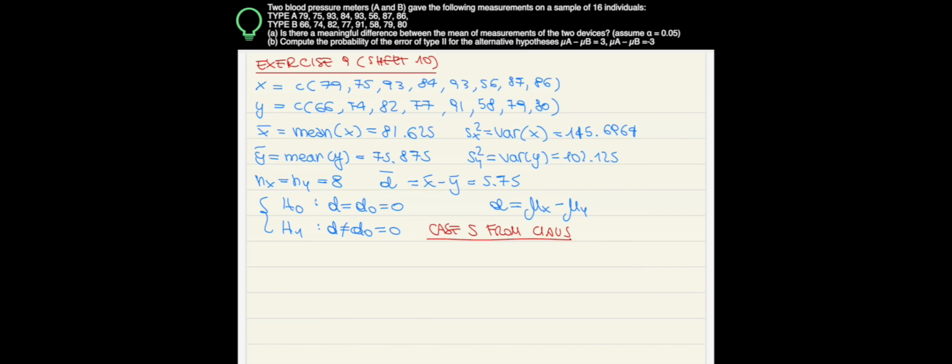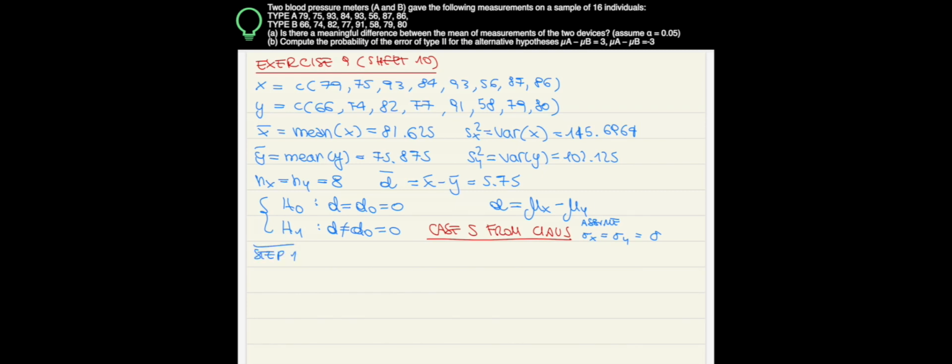We will assume, so it's not written in the exercise, however, this is the only case we can treat. So there's a small simplifying assumption. Assume that the variance for X is the same as the variance for Y, so the standard deviation of the first population is the same as in the second, even though we don't know them. So we will call this, I don't know, sigma. Right, so same as usual.